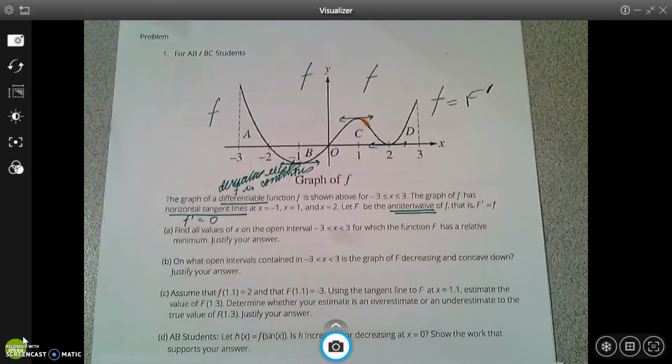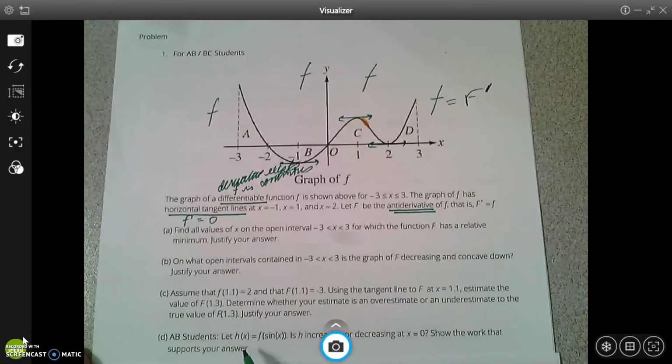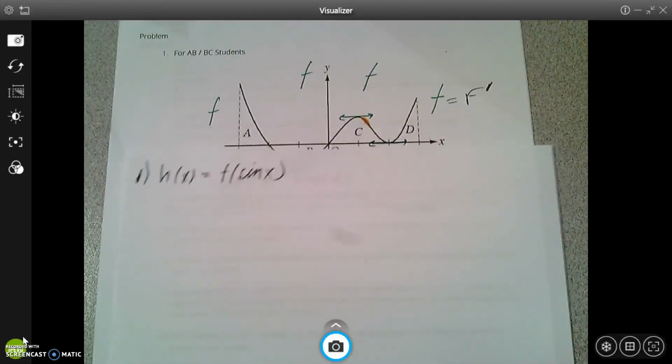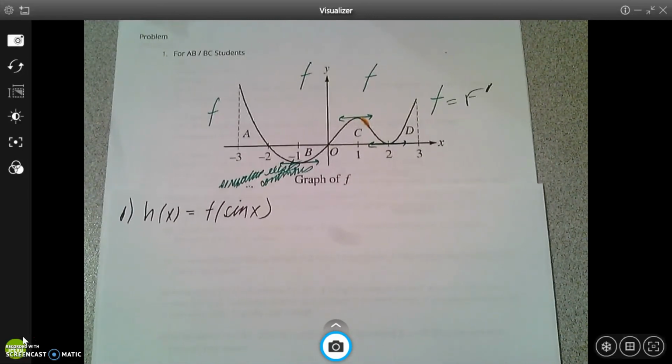Okay, part D, for the AB students, we're told that some new function, h of x, is equal to f of the sine of x, and we want to know if h is increasing or decreasing at x equals 0. Well, let me jot this down here. h of x is equal to f of the sine of x, and we want to know, is the graph of h increasing or decreasing at x equals 0?